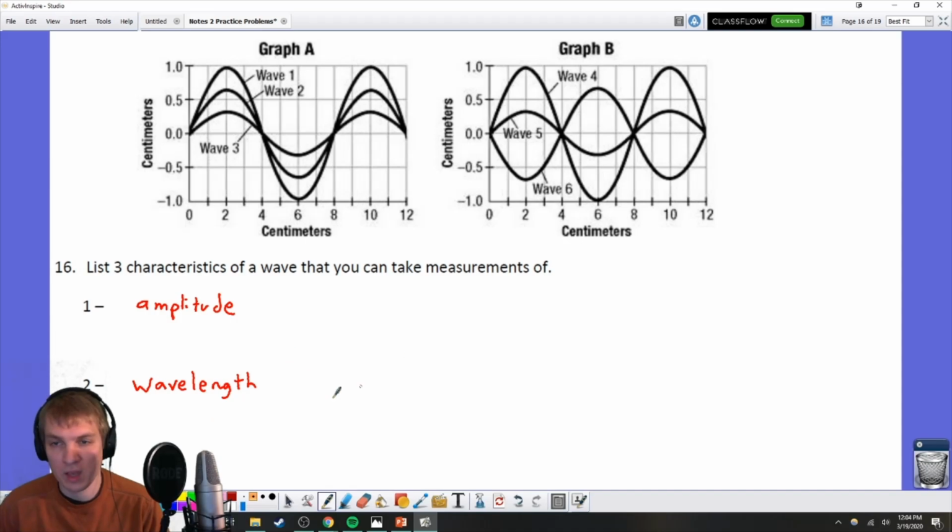But another thing that you could take a measurement of would be the period of the wave, or the frequency. So either write down frequency / period. And you do that just by counting how long it takes for a wave to pass a certain point.